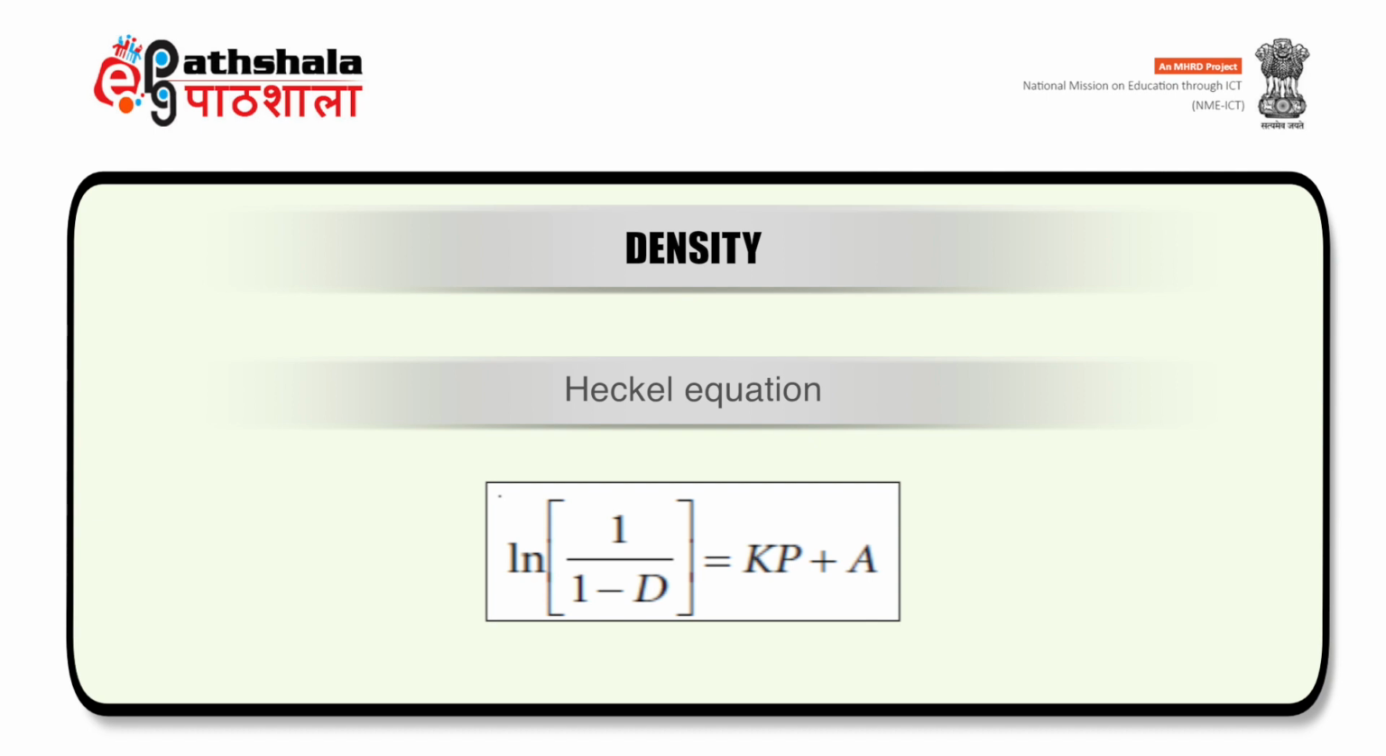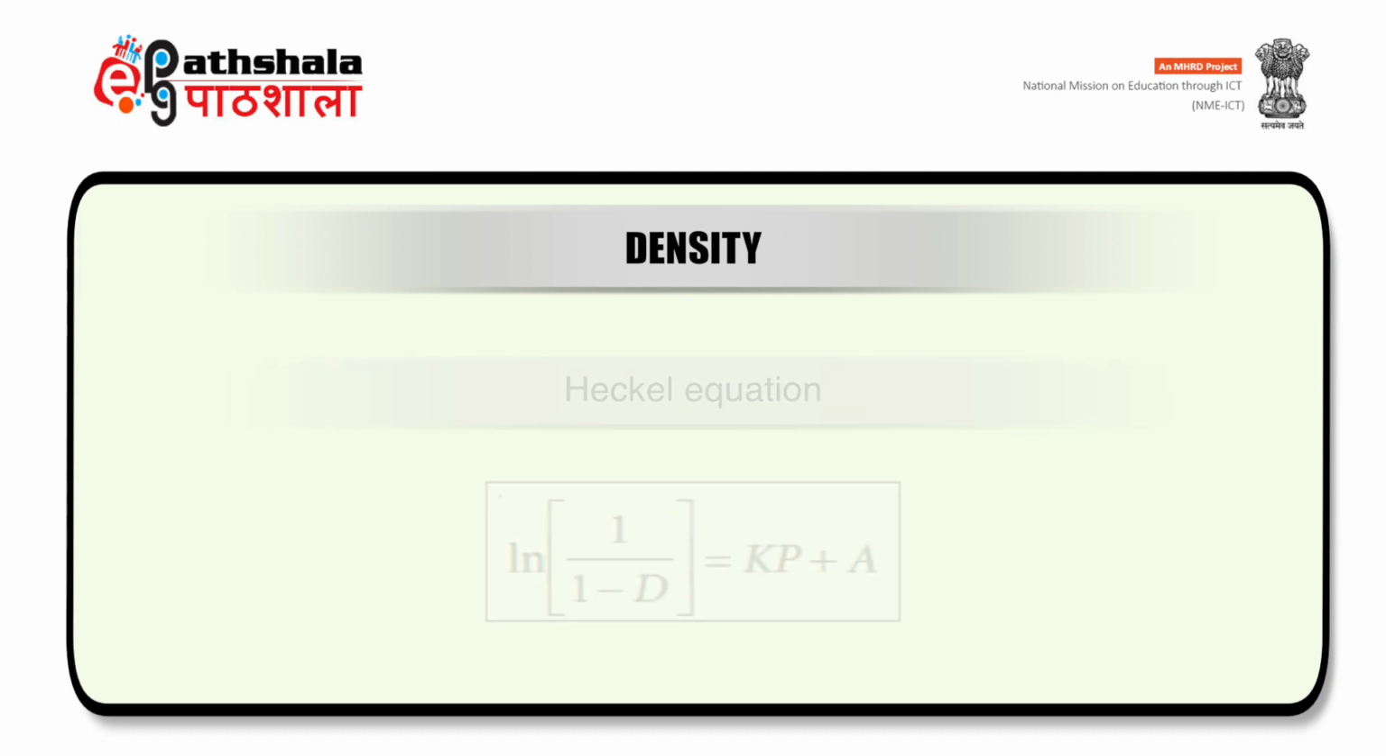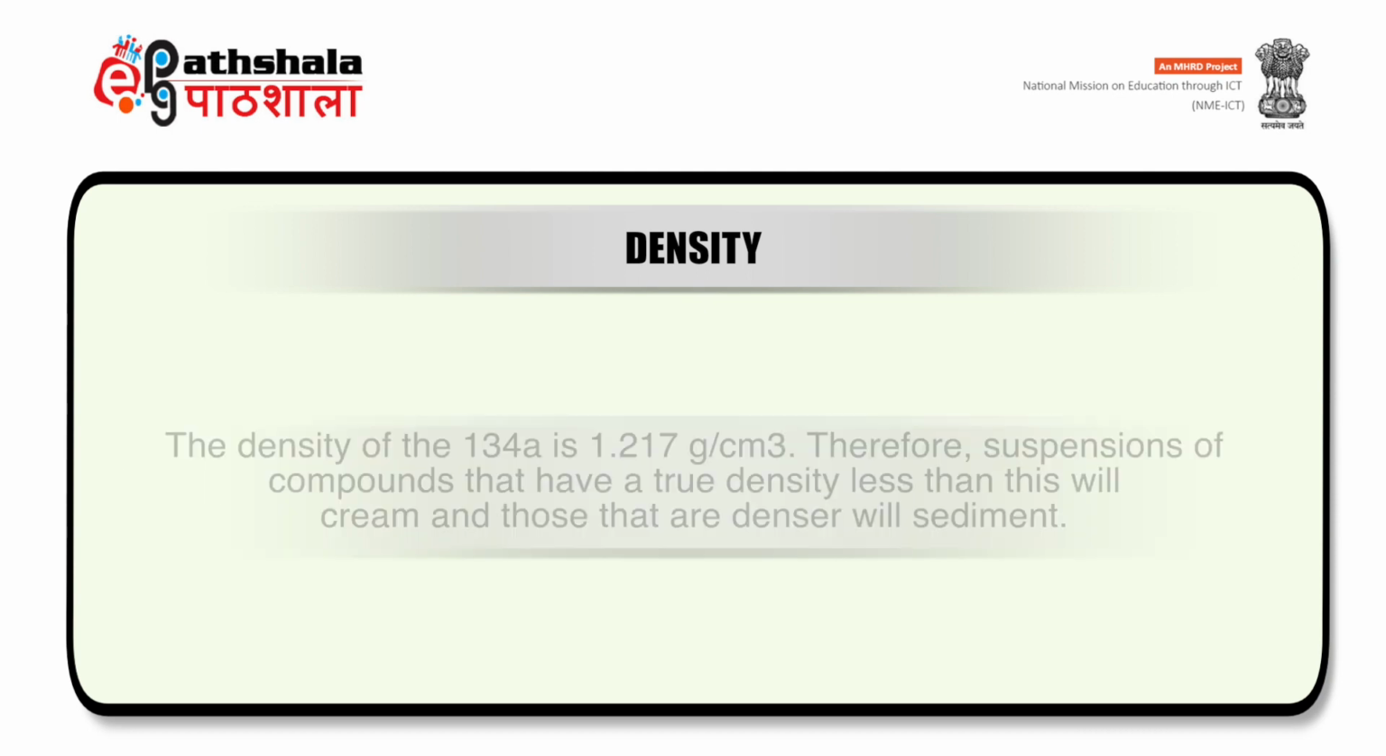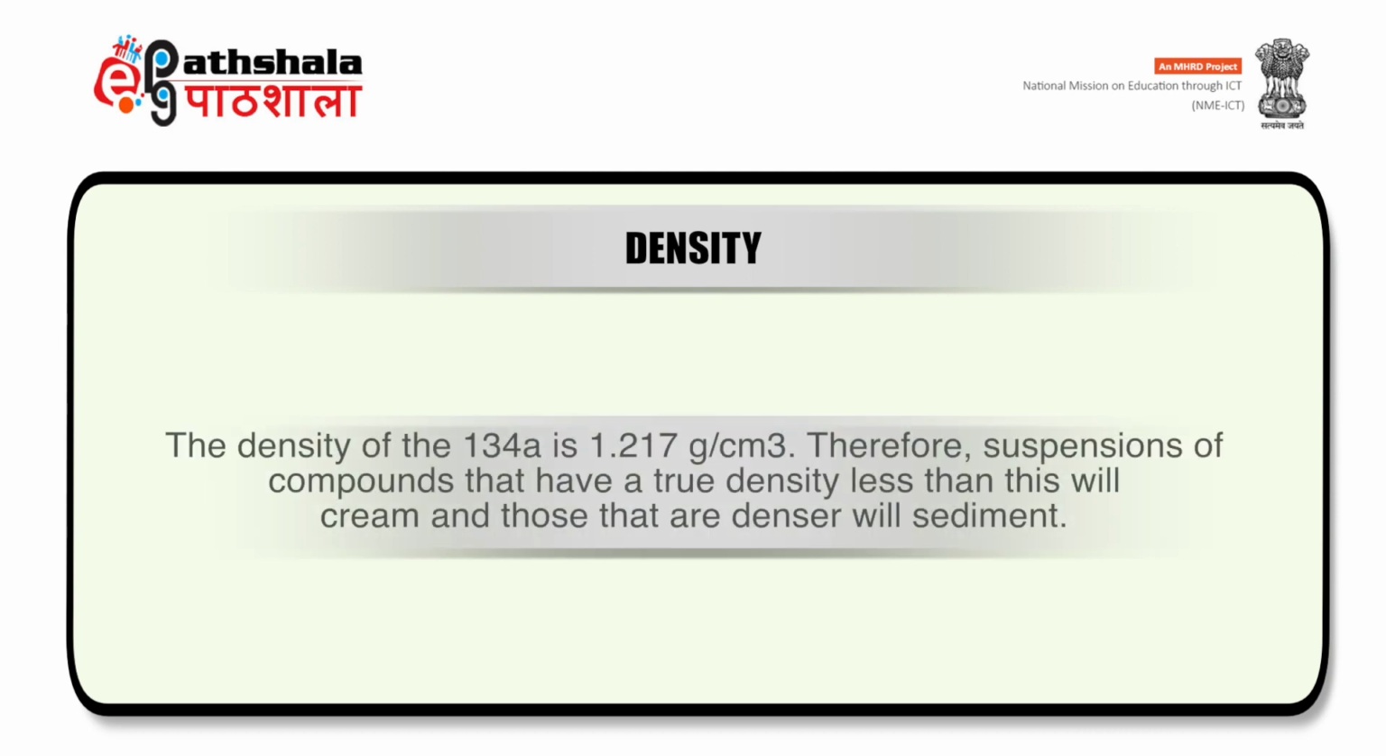Below we mention a few examples to discuss the importance of density in product development. Information about the density of a powder can be used to predict whether a compound will sediment in a metered dose inhaler formulation. The density of the hydrofluoroalkane propellant 134A is 1.217 gram per centimeter cube.